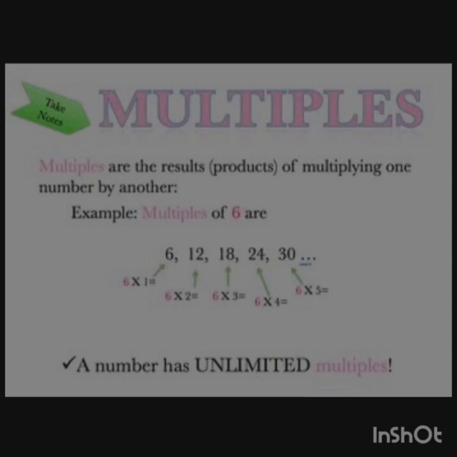Let's take for instance 6 times 1 is 6. So it is a multiple of 6. Then another one is 6 times 2 is 12. Therefore 12 is a multiple of 6. 6 times 3 is 18. Therefore 18 is a multiple of 6. 6 times 4 is 24. Therefore 24 is a multiple of 6. 6 times 5 is 30. Therefore 30 is a multiple of 6. So it goes on like this. And you have to understand that a number has unlimited multiples.